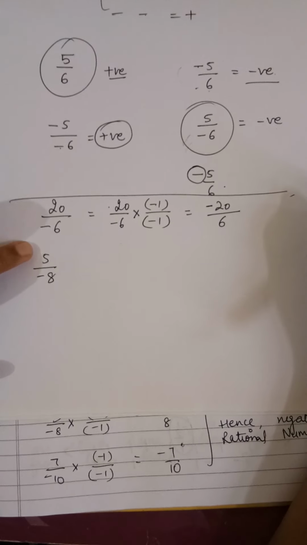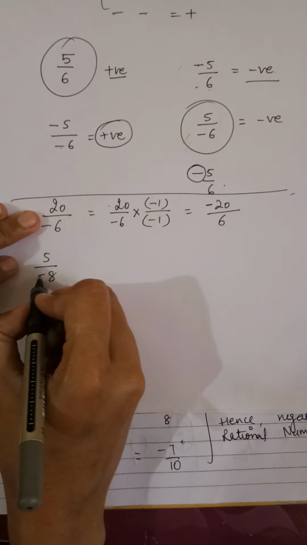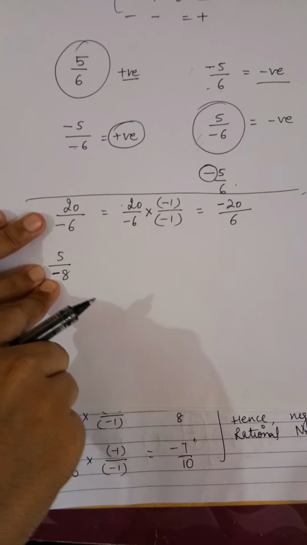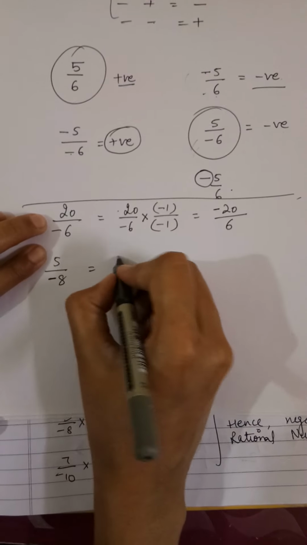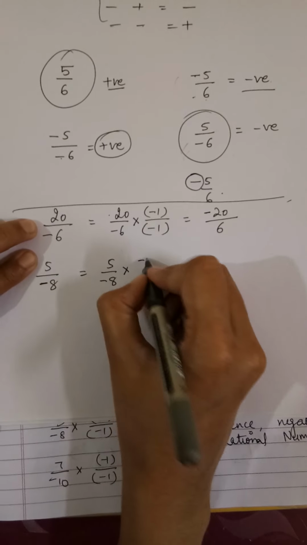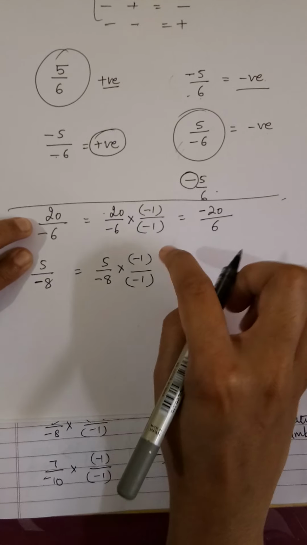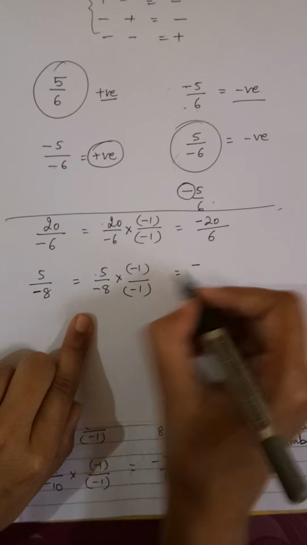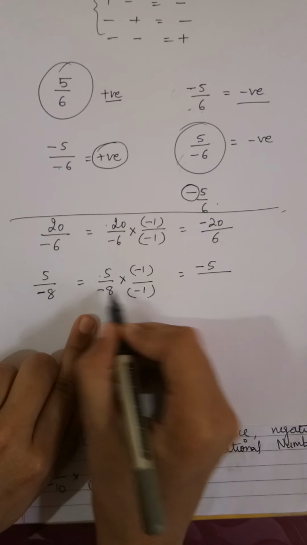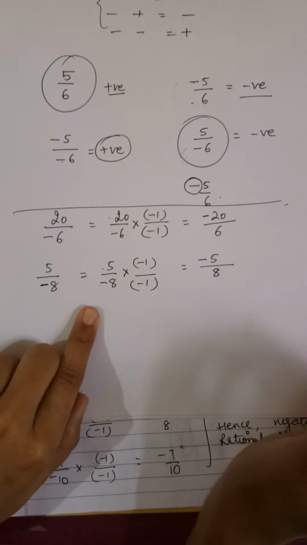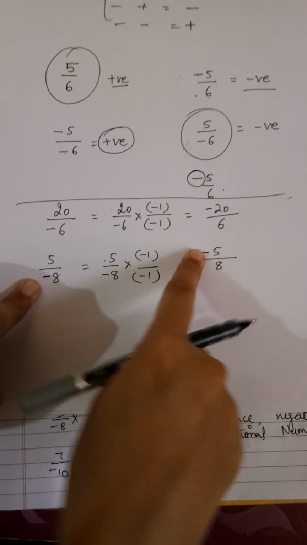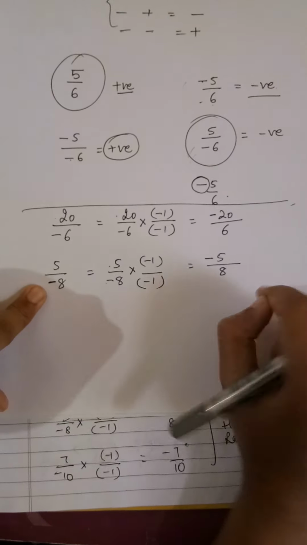Similarly, next we have 5 upon minus 8. Now the minus sign is in the denominator, but I want to shift this minus sign to the numerator. So I am going to multiply and divide both by minus 1, right? So 5, what is plus minus? Minus, 5 ones are 5, minus minus is plus, 8 ones are 8, right? So this minus sign which was in the denominator has now come to the numerator. So this has become a negative rational number.